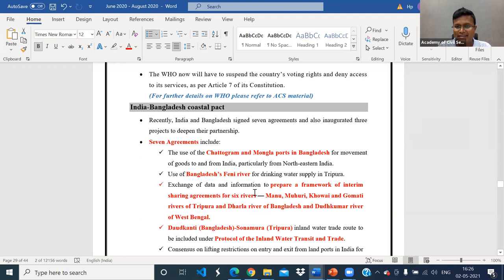An exchange of data and information to prepare a framework of interim sharing agreements for 6 rivers: Manu River, Muhuri River, Khowai, Gomati River of Tripura, and Dharla River of Bangladesh, and the Dudhkumar River of West Bengal. On these rivers, we will share the information. Interim sharing agreement for the rivers, that is, the river water will be shared between India and Bangladesh.